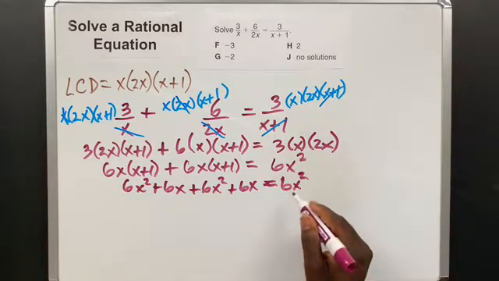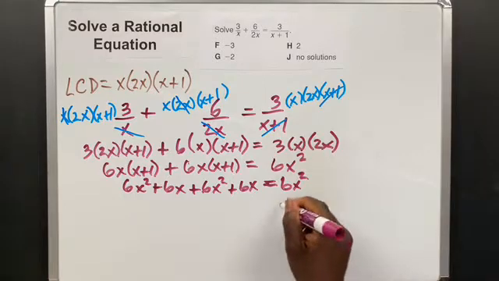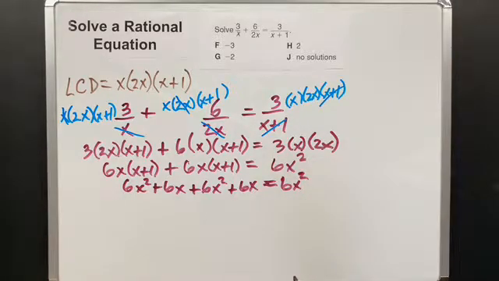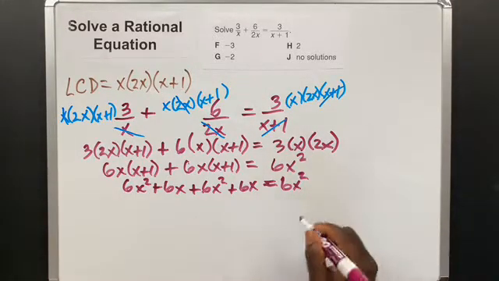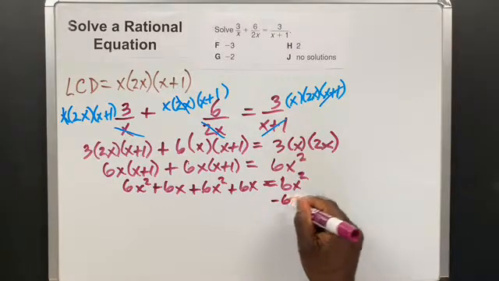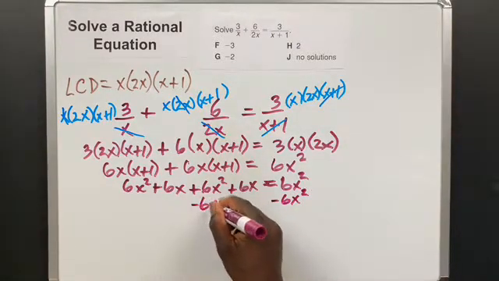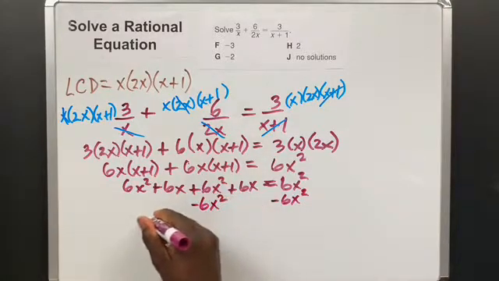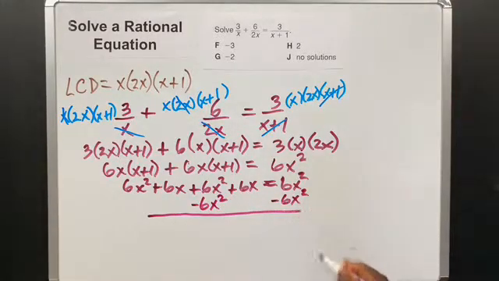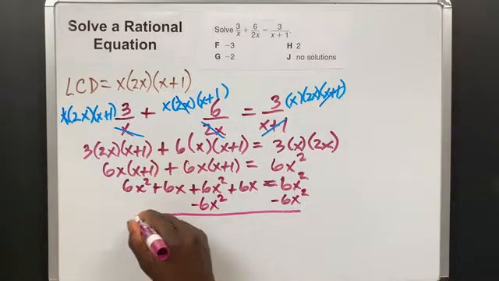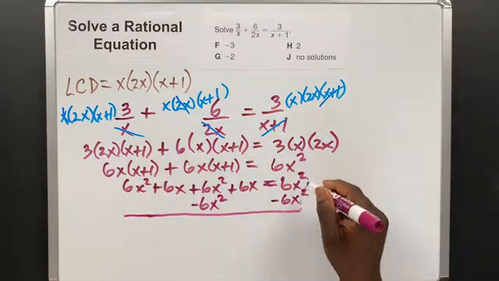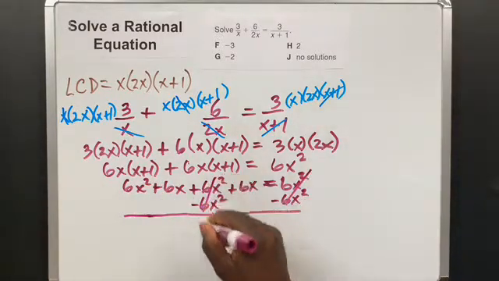So now I want to get rid of this 6 times x squared over here, so I'm going to subtract it from both sides of the equation, the rational equation, minus 6 times x squared and minus 6 times x squared. Draw my line here. Very good. All the way across. And notice this crosses out, right?